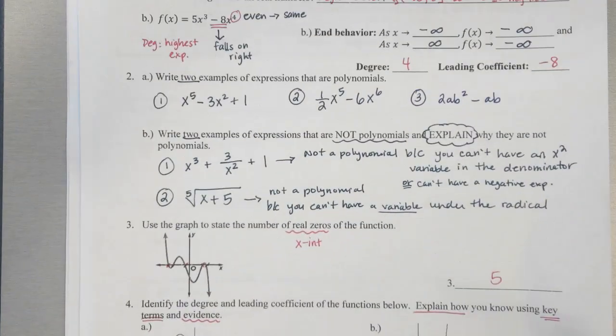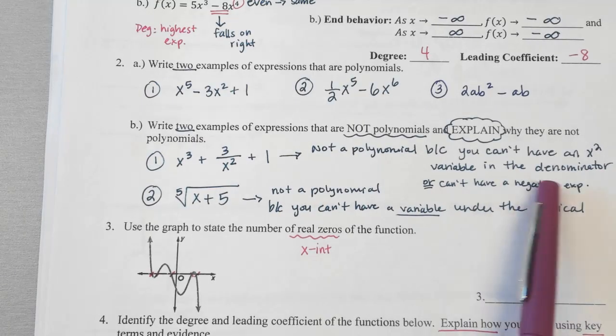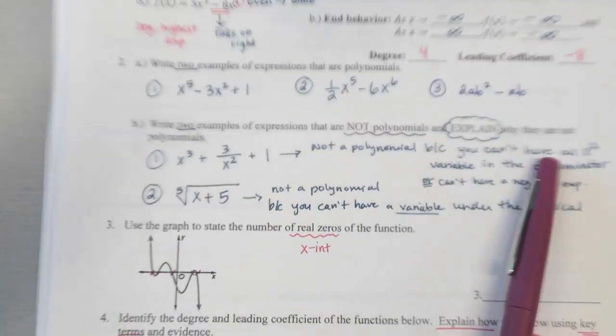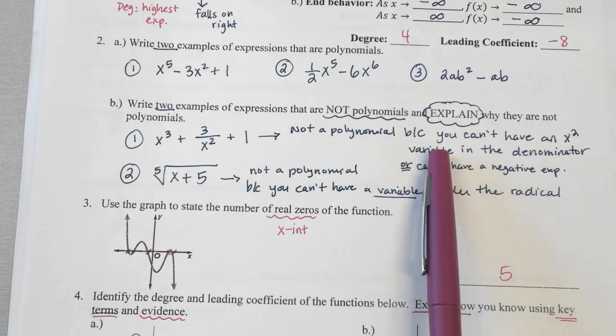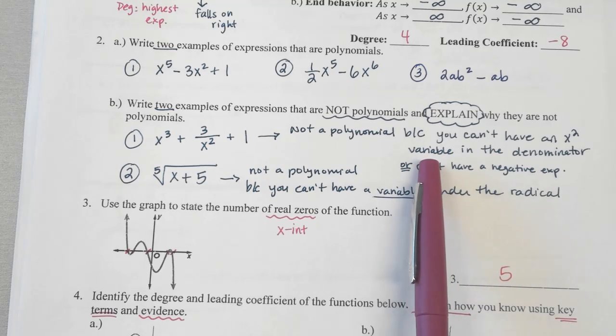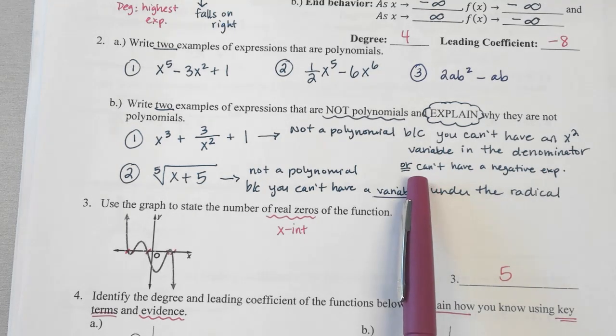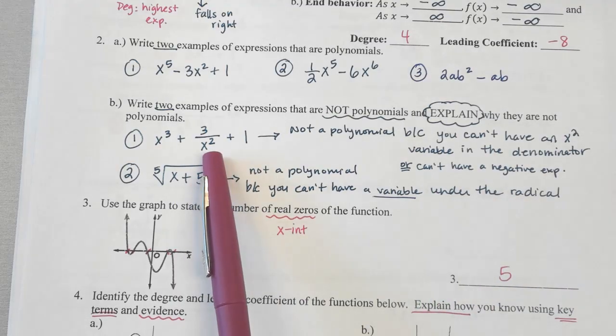Actually, here, I'm just going to show you mine. For this one, it's not a polynomial because you can't have an x squared variable in the denominator. So make sure that you say variable in the denominator. You can't just say you can't have something in the denominator. It has to be the variable. Numbers are fine. You can also say you can't have a negative exponent, because technically this is a negative exponent.